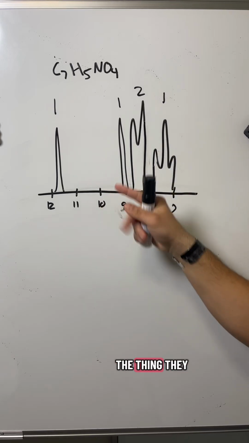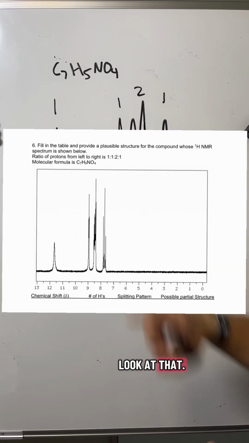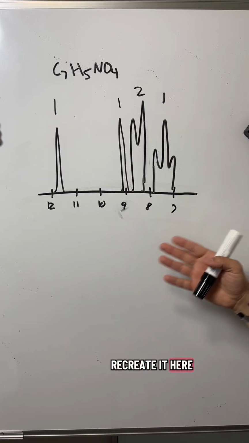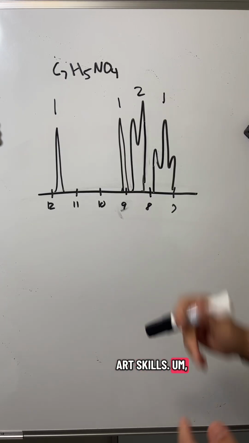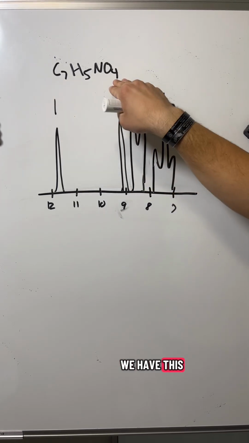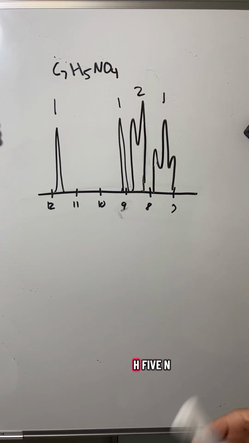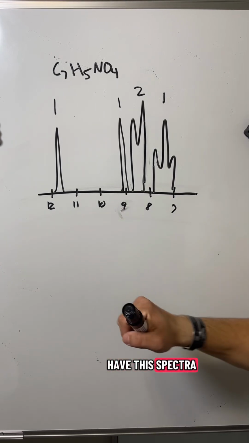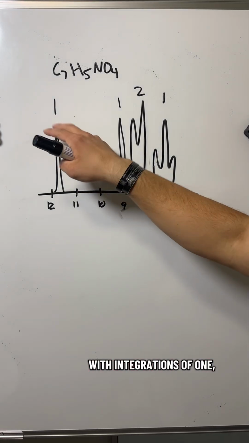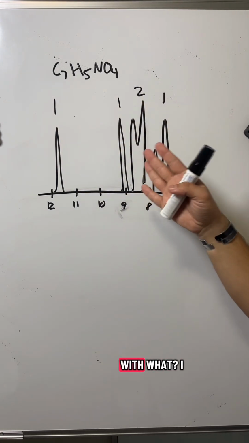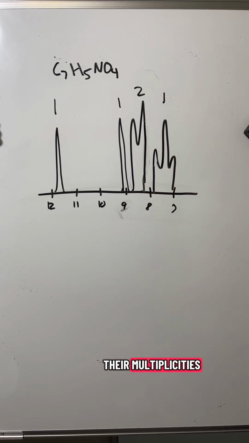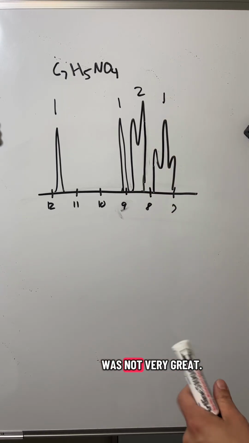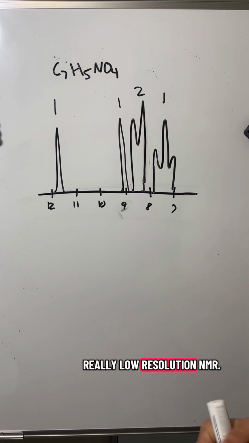I'm going to overlay the thing they sent in real quick. All right, take a look at that. I tried to recreate it here with my terrible art skills, but this is what we have. We have this chemical formula of C7H5NO4. We have this spectra for proton NMR with integrations of 1, 1, 2, and 1, with what I had to guess were their multiplicities, because the resolution was not very great. My guess is it was taken on a really low resolution NMR.